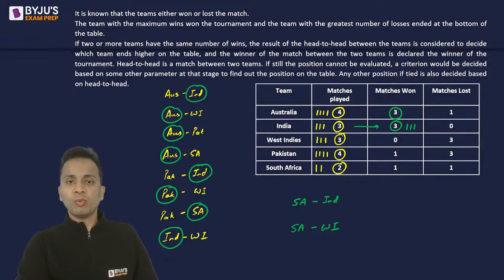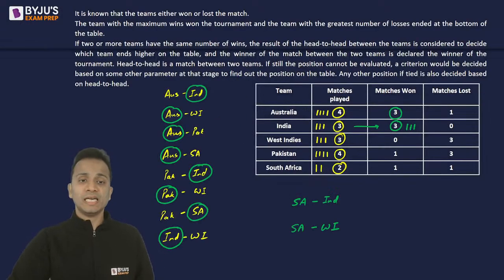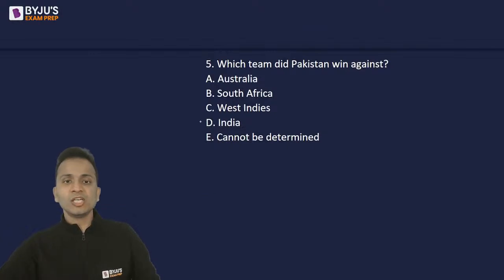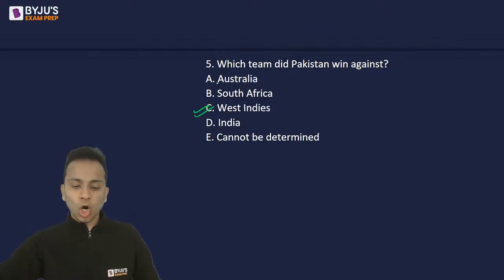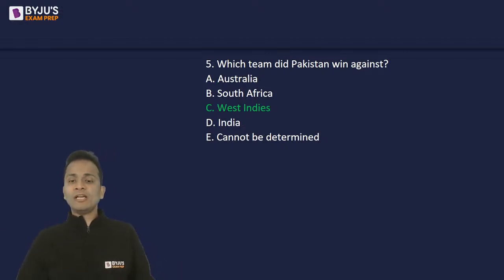Question number 1: which team did Pakistan win against? Pakistan has won against West Indies. As we can see, Pakistan has won against West Indies. So the correct answer should be option C. All right, yes, option C is the correct answer. Let's move on and look at the next question.